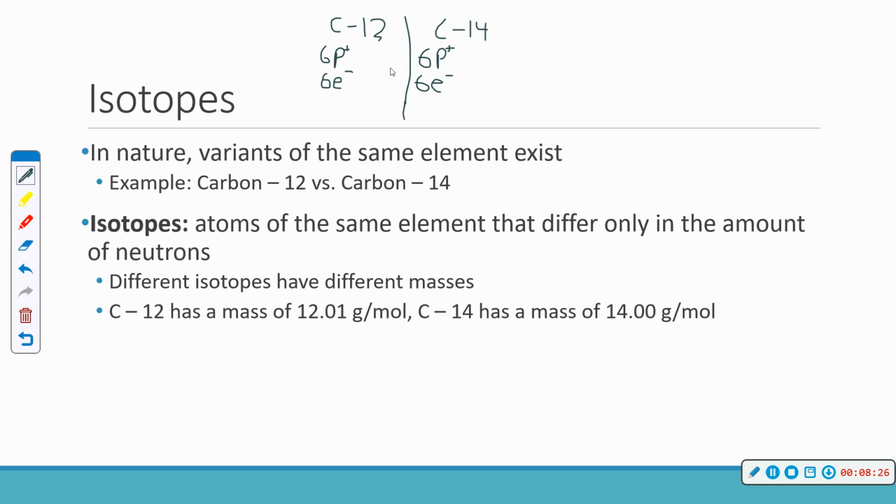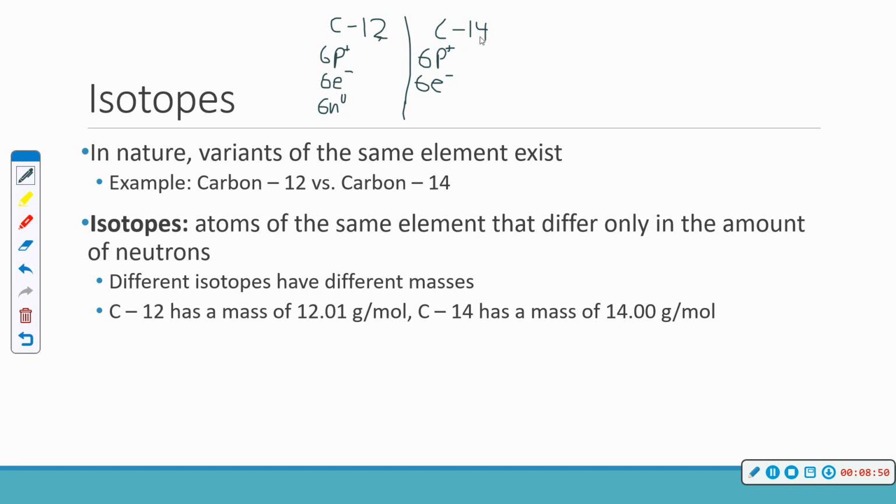Now this is where they begin to differentiate with one another. Carbon-12 has a mass of 12 atomic mass units. In order for this to have a mass of 12 atomic mass units, you need to have 6 neutrons. Because remember, the atomic mass is equal to the number of protons plus neutrons. 6 plus 6 equals 12.